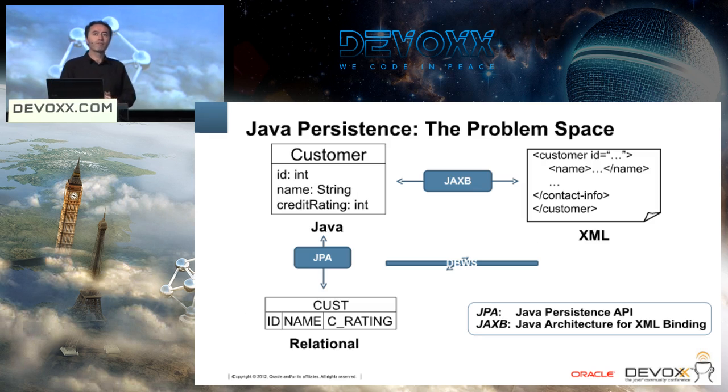Okay, so Java persistence. Most of you will think of Java persistence as relational database persistence, and that's what you see on the left-hand side of that slide, right? Java classes going to relational tables. That's JPA, the Java Persistence API, which covers persisting into relational databases. But for us, persistence is transforming in-memory Java objects into some sort of durable format.